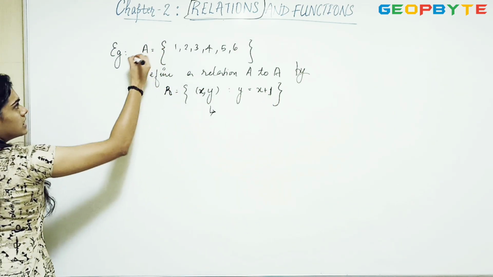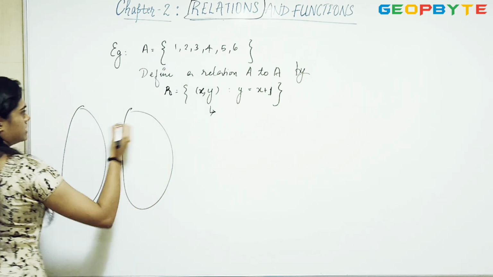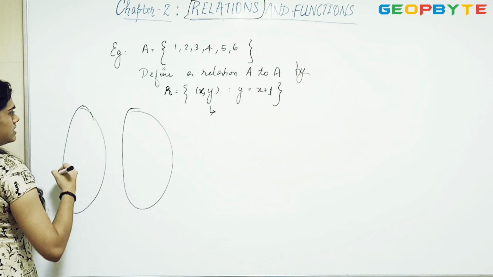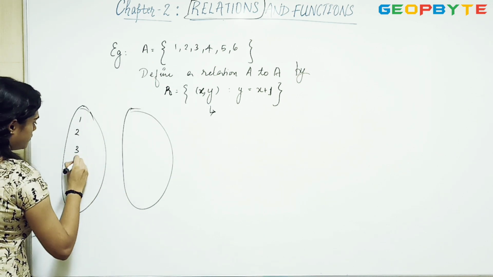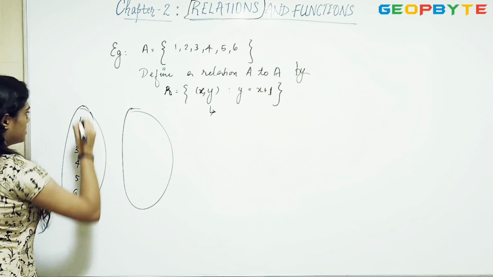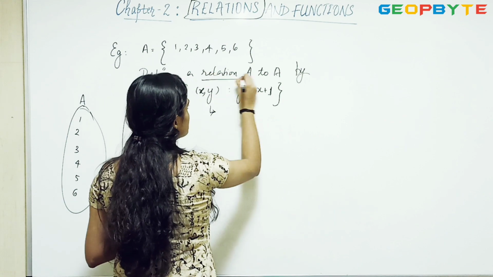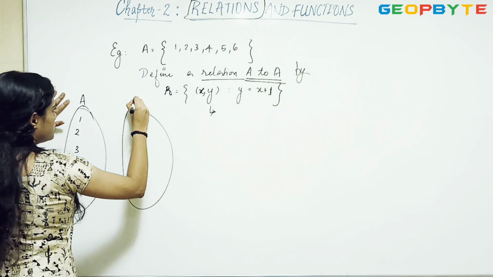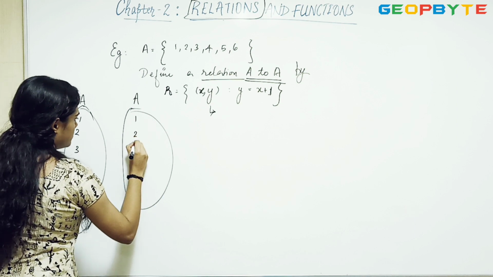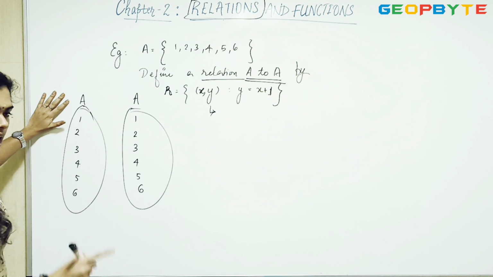So we'll write the sets A and B as we did before. You can write 1, 2, 3, 4, 5, 6. That is my set A. What is written? Relation from A to A. But what are the elements? The same elements, because both are set A.